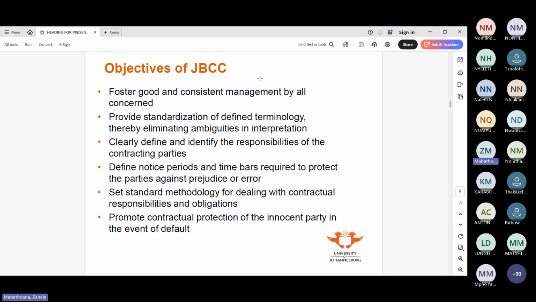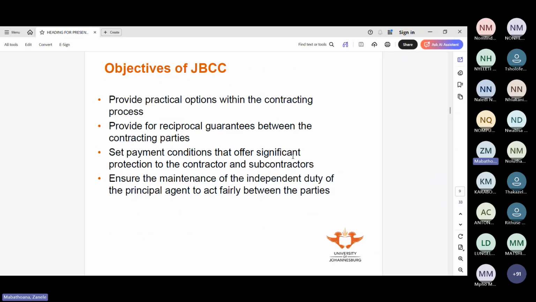Also, the objective was to promote contractual protection of the innocent party in the event of a default. So if the other party decides to act in a manner that was not contractual, provide practical options within the contracting process, reciprocal guarantees between the contracting parties so that none is left at risk, set payment conditions that offer significant protection to the contractor and to the subcontractor.